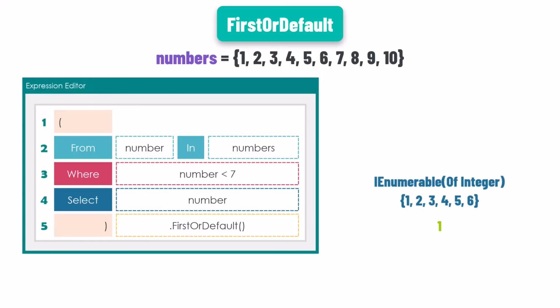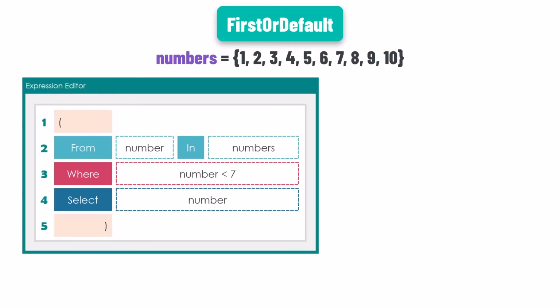But what happens if the sequence is empty? For instance, if we adjust our query to look for numbers greater than 10, the sequence will be empty.